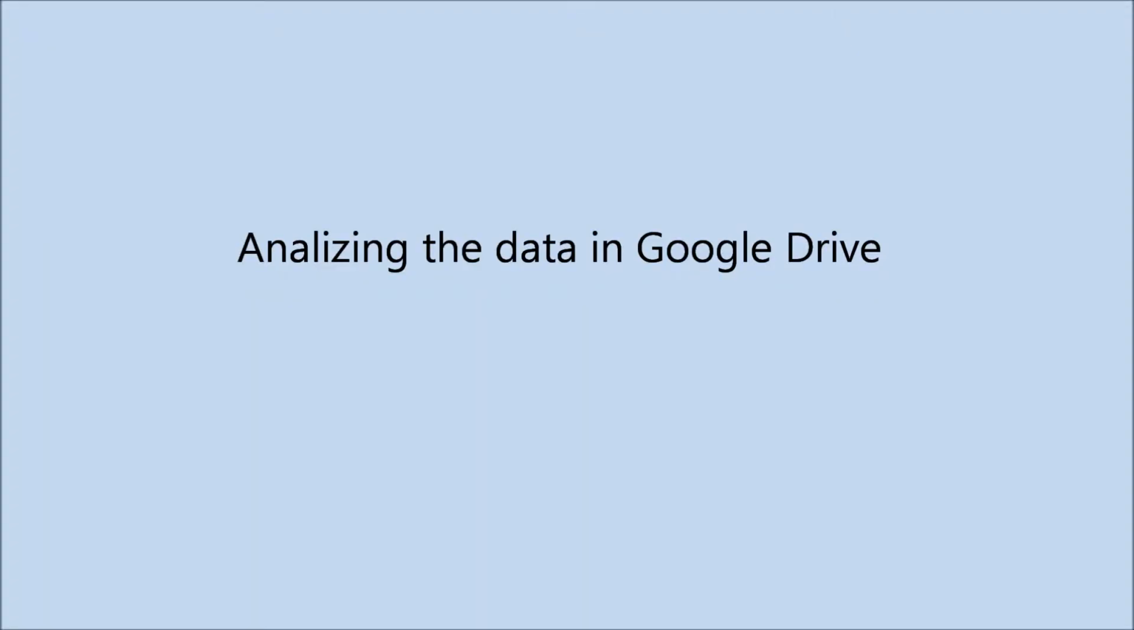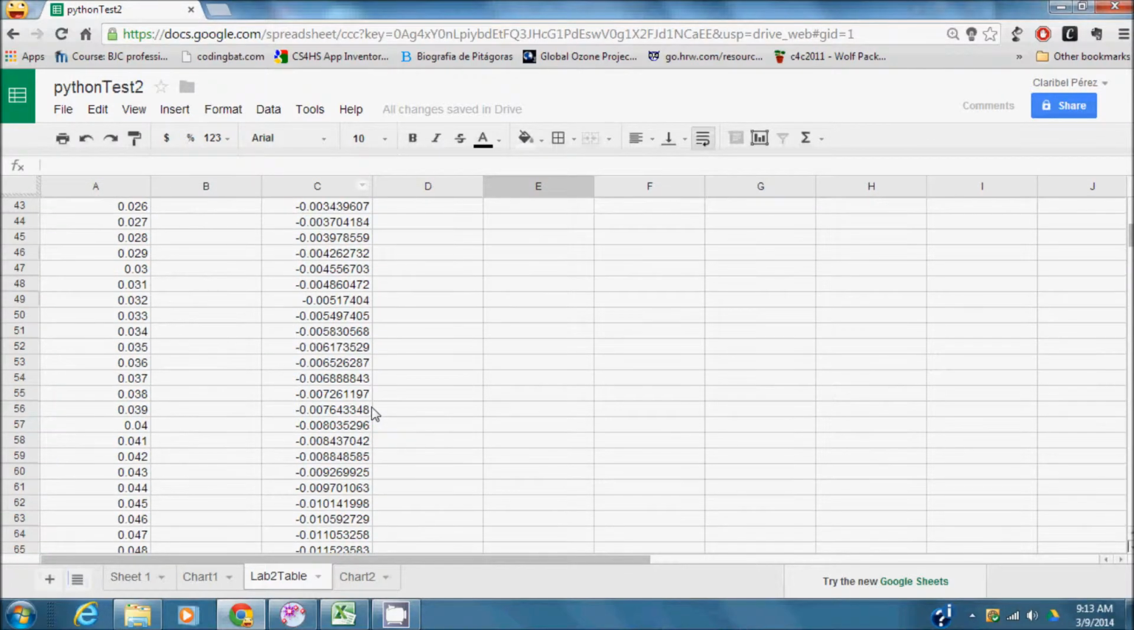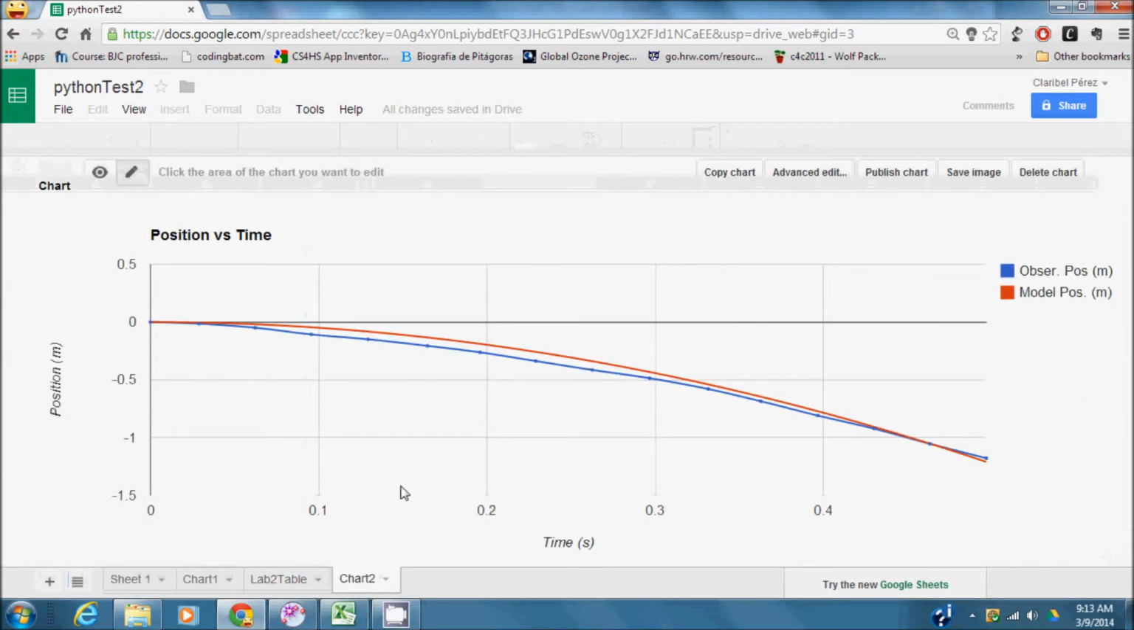I exported the observed data and the model data to Google Drive. I create a table with the time and position for both data. The graph shows two slopes, one for the model and one for the observed data.